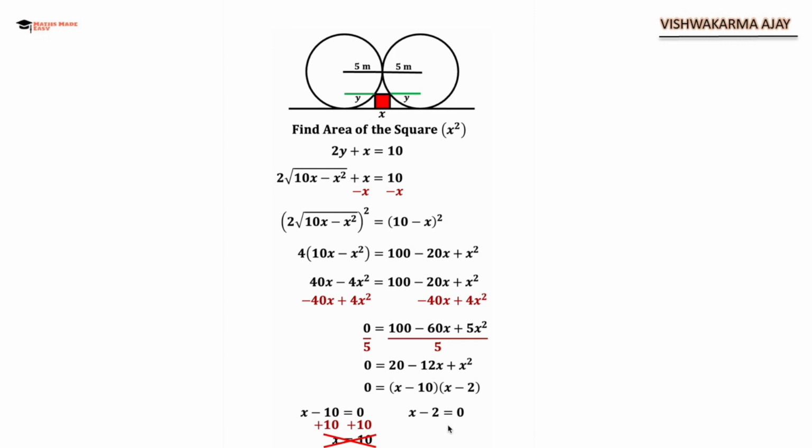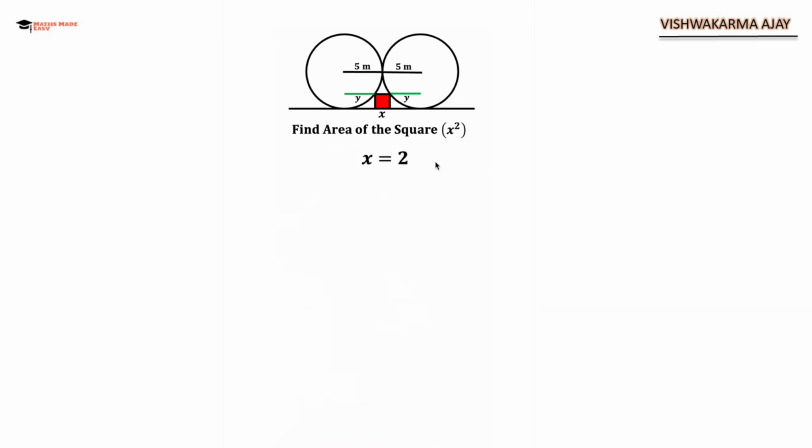And then for x minus 2 equals 0, we can add 2 to both sides, and we get x equals 2. This one is a valid solution. So now that we know x equals 2, the area of our square is going to be equal to 2 squared, which is 4. Let's give it a label of meters squared and put a box around it. How exciting.